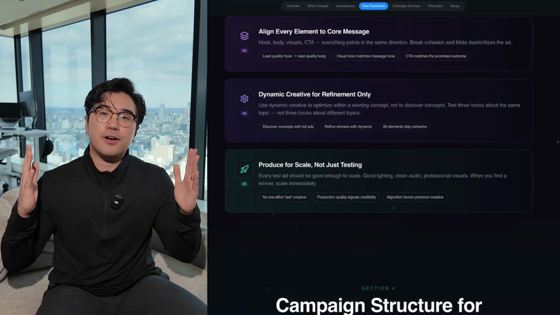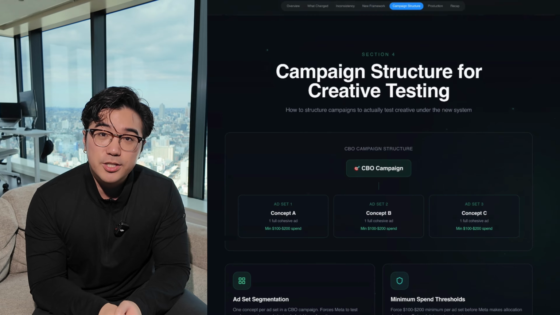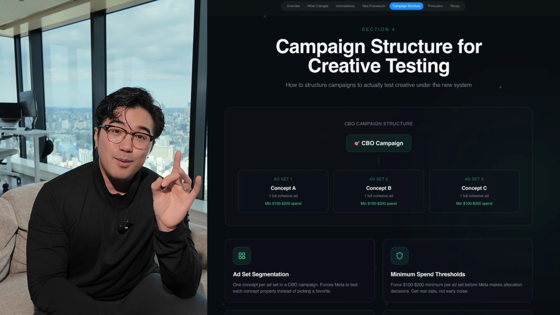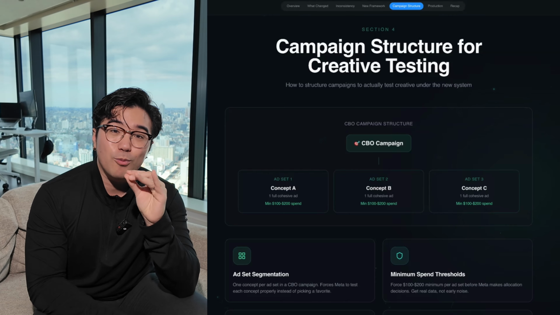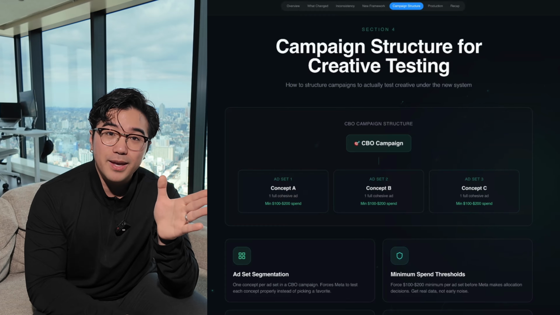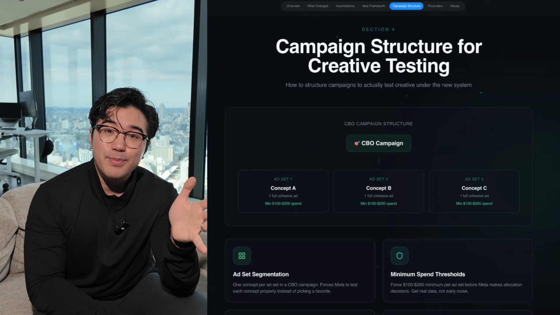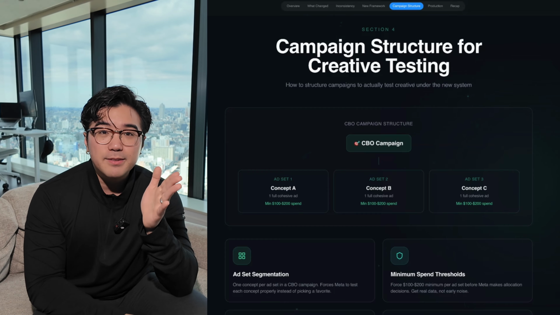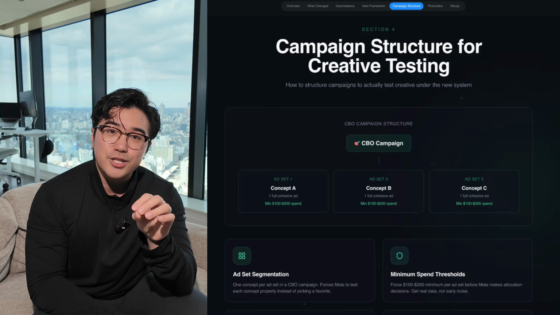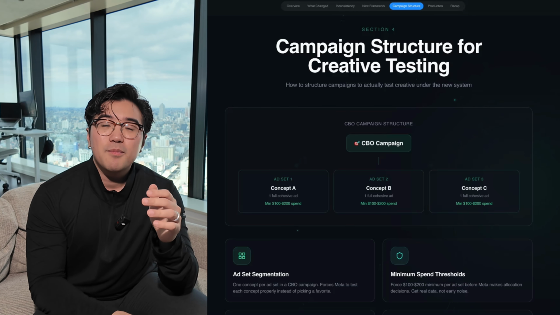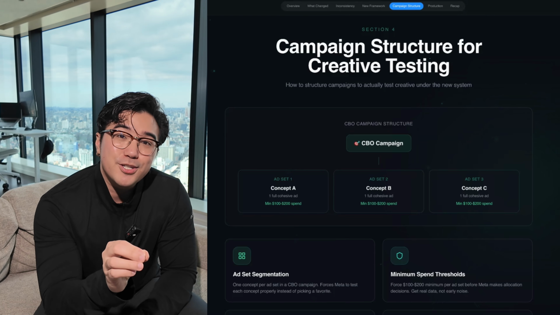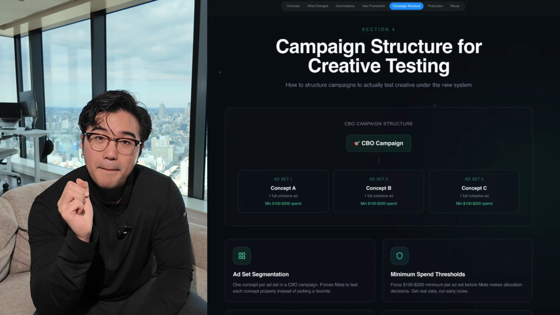All right, now let's talk about how to structure your campaigns to actually test creatives effectively under the new system. First thing, stop running all your creative tests in one dynamic campaign. I see people launching a campaign with 5 to 10 ads, all testing different concepts, and they expect Meta to distribute the budget fairly or accordingly. But Meta's new system doesn't distribute budget fairly. It allocates budget to the ads it predicts will perform best.